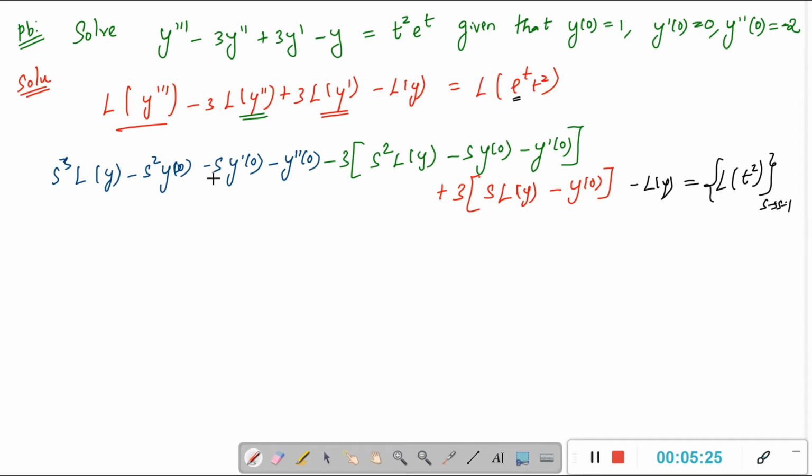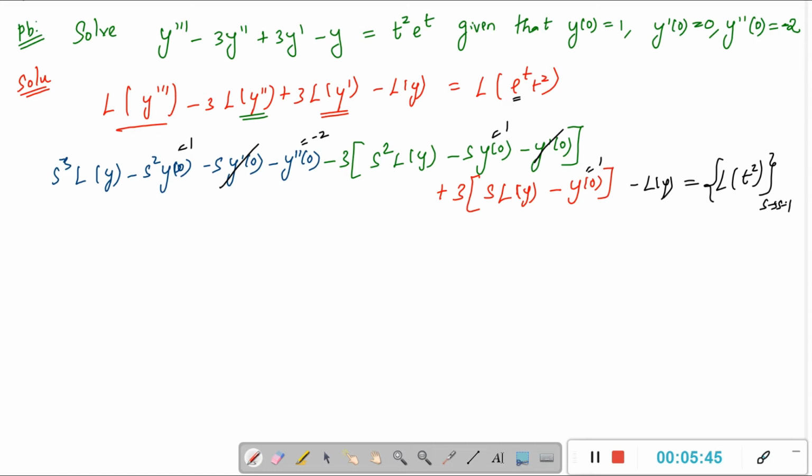So from that, this term is going to be 0. The remaining terms: y of 0 is equal to 1, this term is going to be minus 2, y of 0 equal to 1, this is equal to 1. So like this I have applied the initial conditions.